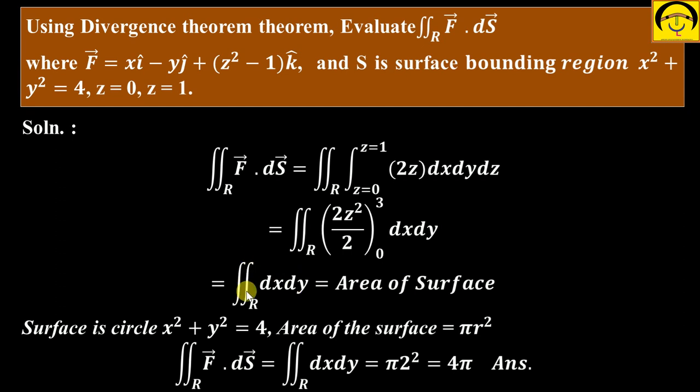Now what surface is given? The surface given is x square plus y square is equal to 4, meaning a circle is given, and the area of a circle is pi r square, and r here is 2, because 2 square means 4. So the radius is 2. So pi r square, with r equal to 2, means r square is 2 square, which leads to 4 pi. So your final answer is 4 pi.